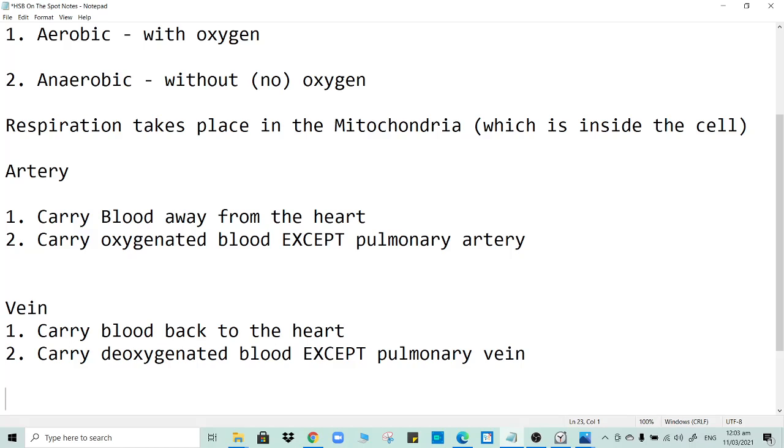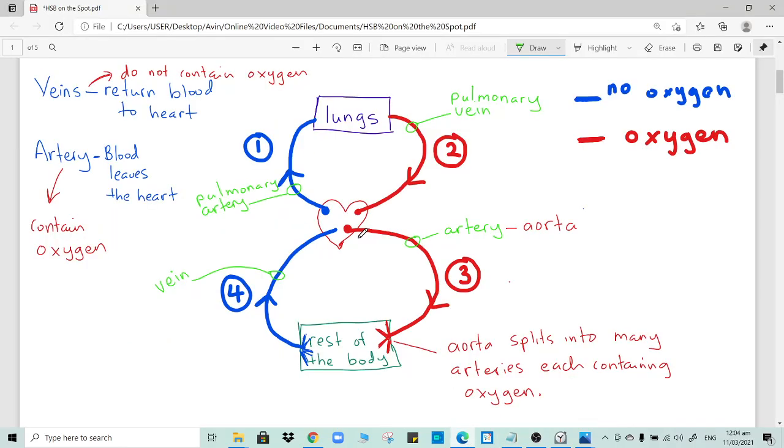I'm going to keep adding to this list as we go along, right? Because there are many other things about arteries and veins that we need to know. Okay, let me go back. Where did I have this document? Okay, so we're back over here. Let's talk about the arteries in general. What do we know about arteries?